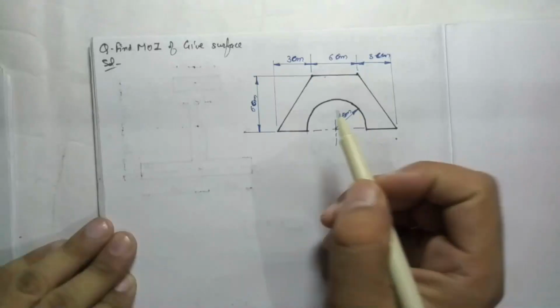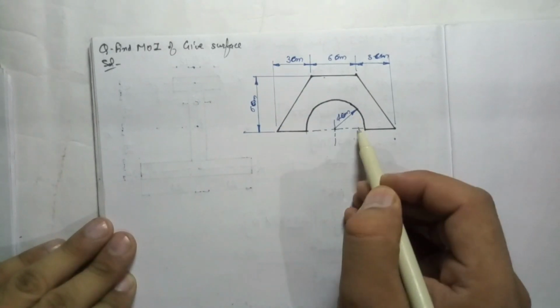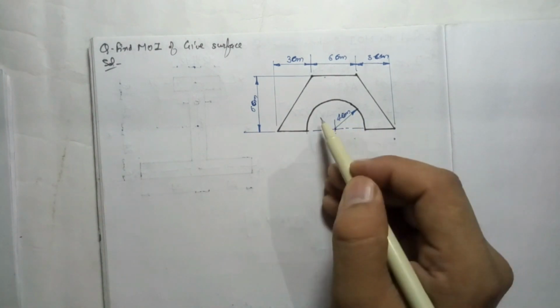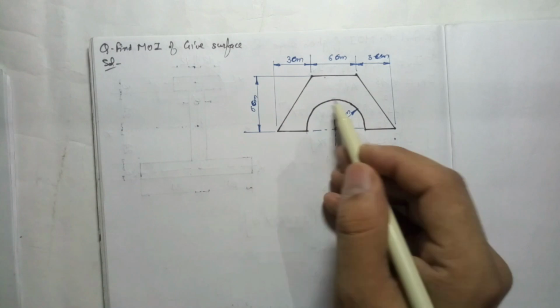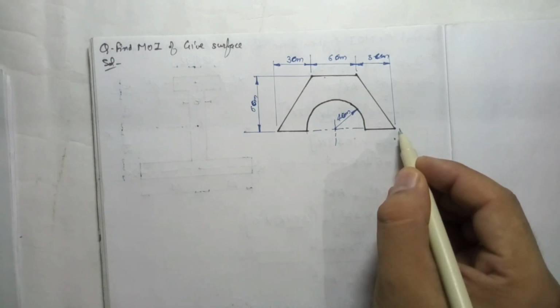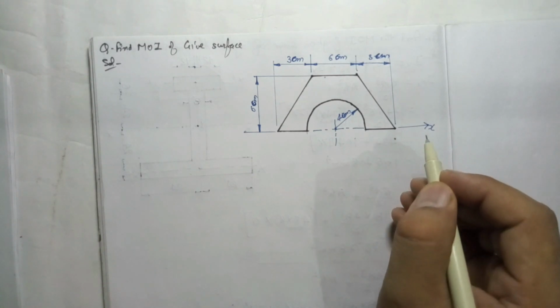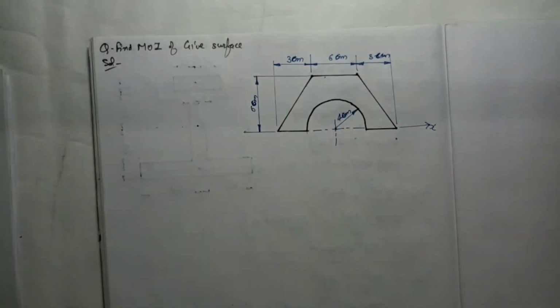Now we have to find out the moment of inertia of this given surface. This surface does not have any standard shape, so we cannot find the moment of inertia of this surface directly about this axis. This is the x-axis, and about this axis we have to find it.